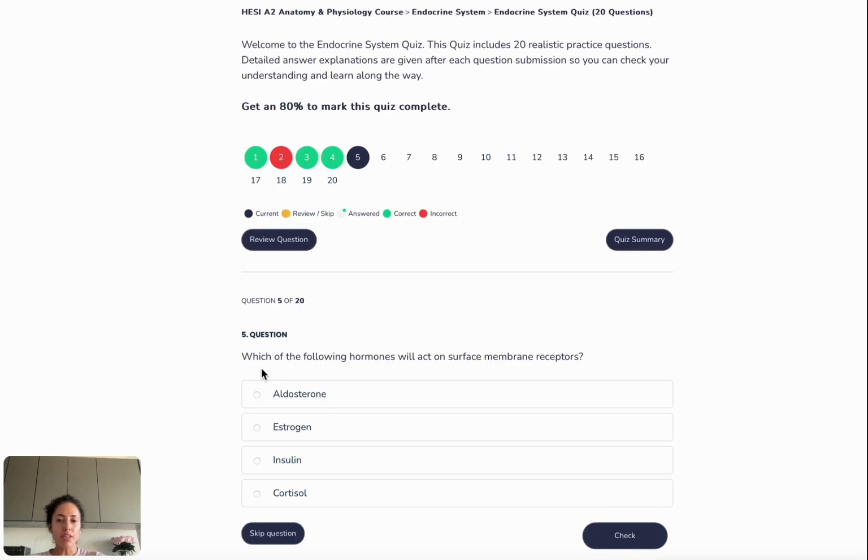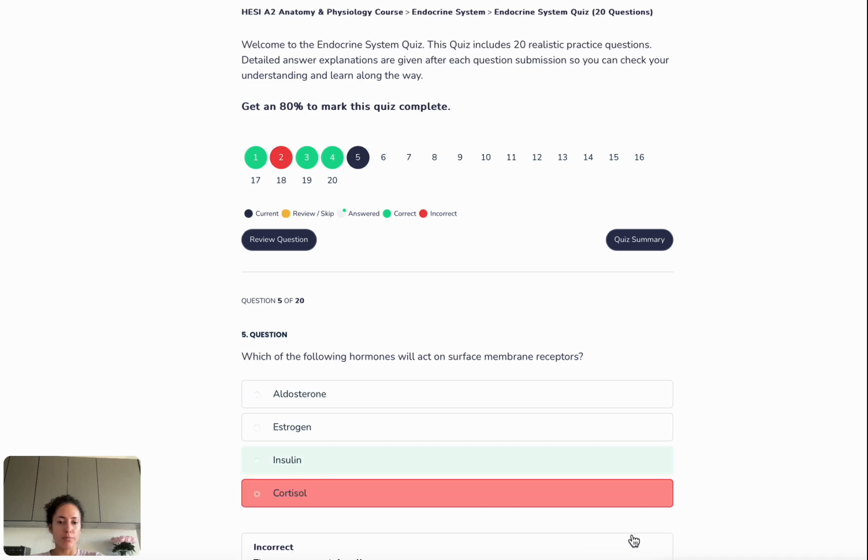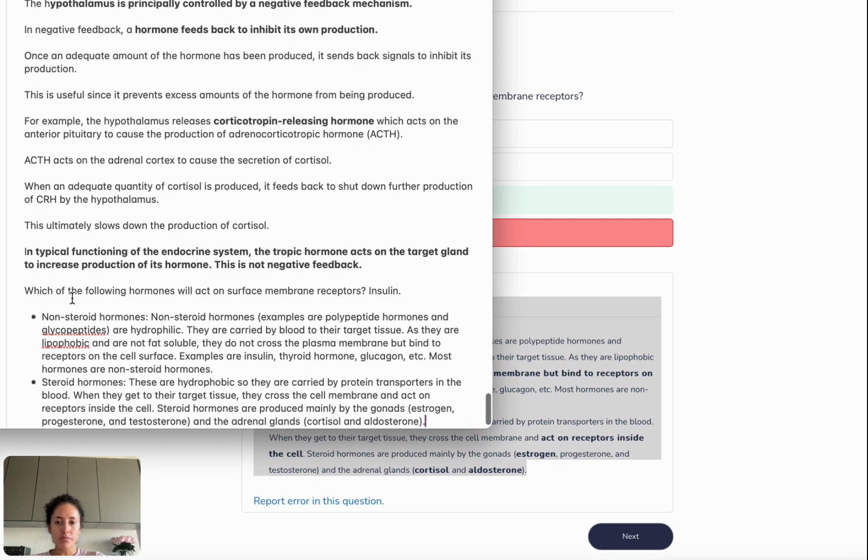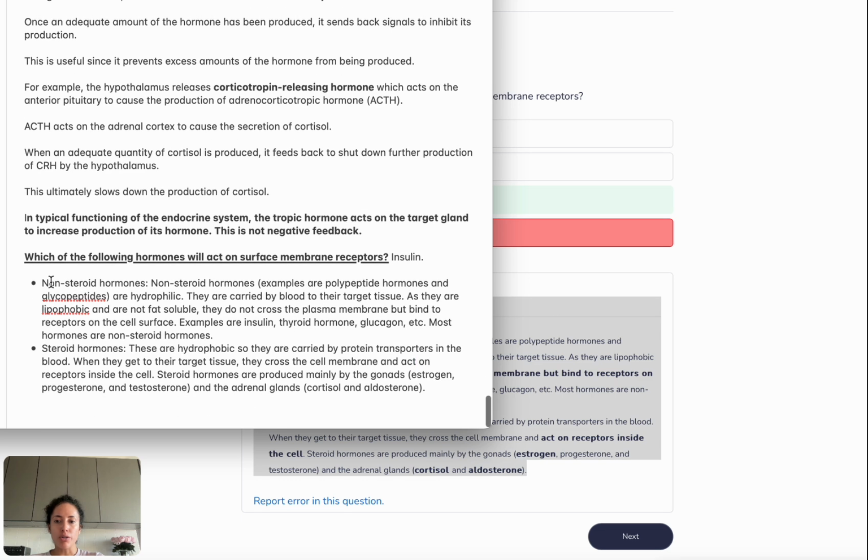Next question. Which of the following hormones will act on surface membrane receptors? Let's just pick maybe insulin, okay. The answer is insulin. Non-steroid hormones.